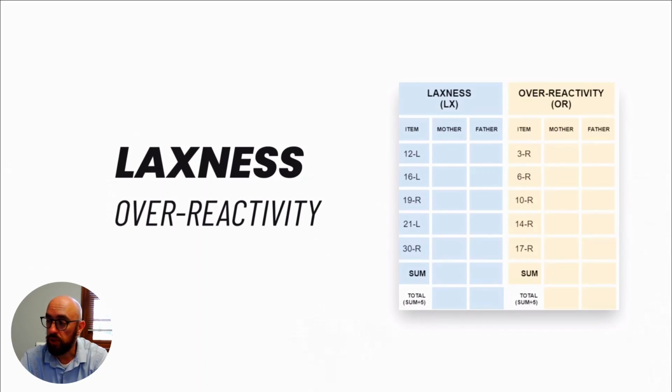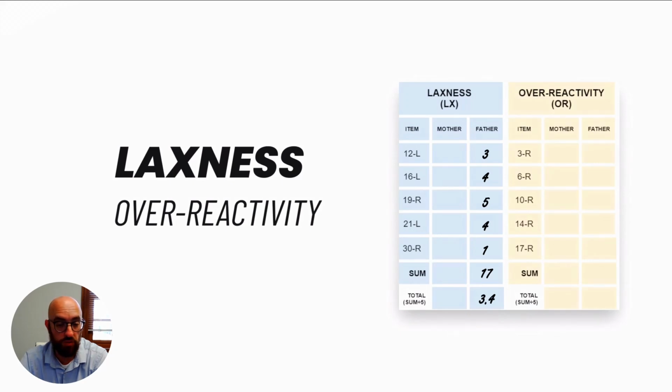We will pull in those results from the father, and then we're going to sum that, and then for this scale we're going to divide by 5 and we get 3.14. We're going to do the same for overreactivity. We're going to look at his results and transfer those numbers over, and then we're going to sum it up and then divide by 5 to receive a 1.4.